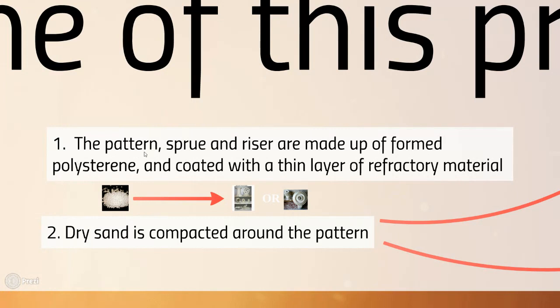You have a pattern. The sprue and the riser are all made up of a type of polystyrene, which is similar to styrofoam. Okay, and this styrofoam is foam from pellets, and then it's made into the pattern, and it's coated with a thin layer of refractory material. Sometimes it's called a slurry or some type of ceramic material. So this material, remember, is refractory, which means it helps it to hold up against very, very high temperatures. The next step is that you pack dry sand around that pattern.